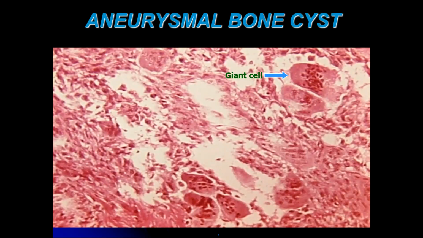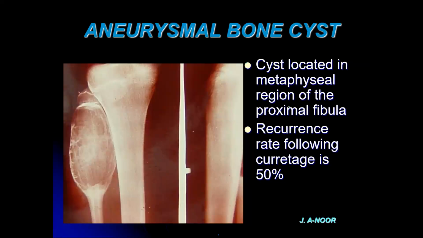And likewise, these show you the giant cells that exist. This is an aneurysmal bone cyst of the proximal fibula. Over here, this is an expandable bone. And what I will do, I would excise it, but leaving the physis in place.